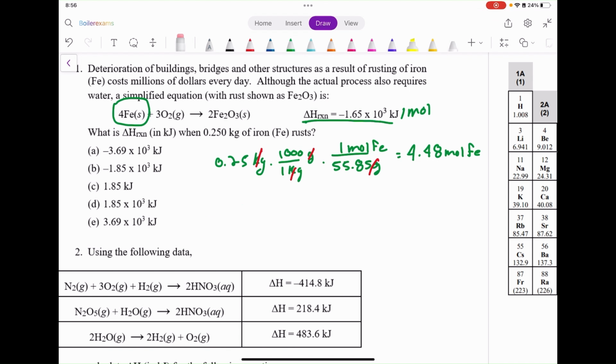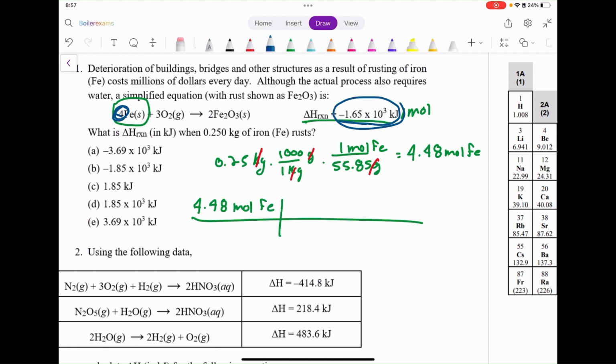Okay. And now we can do stoich. So we know we have 4.48 moles of iron reacting. And for every 4 moles of iron that react, we will get 1 of these quantities of energy released. So you can just use the stoich ratios if that makes sense. Let me just show you what I mean. For every 4 moles of iron that react, we will get this much energy being released. I'm going to get rid of the negative because I'll just figure out what the sign is at the end.